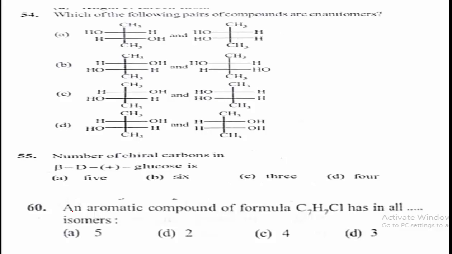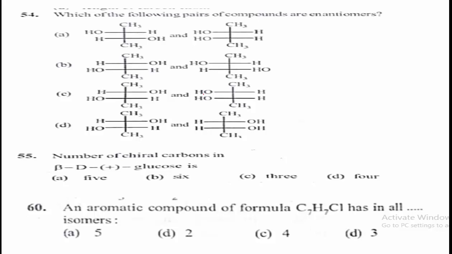Students, when you observe the given option structures, first you know that compounds which are mirror images of each other and non-superimposable are termed as enantiomers. Is it right? Yes. If you know that concept, then when you observe the given structures, your answer is which one is a mirror image and non-superimposable here.